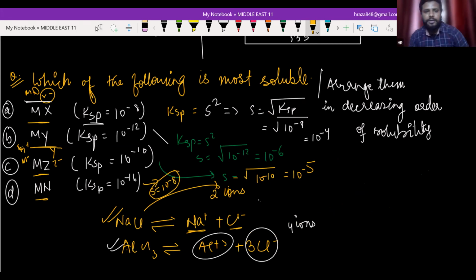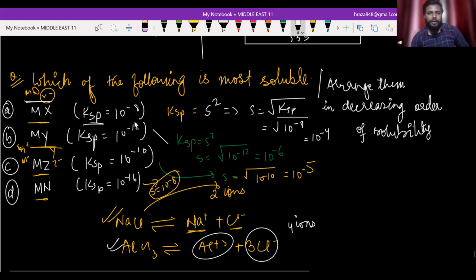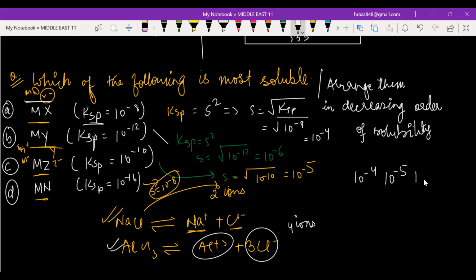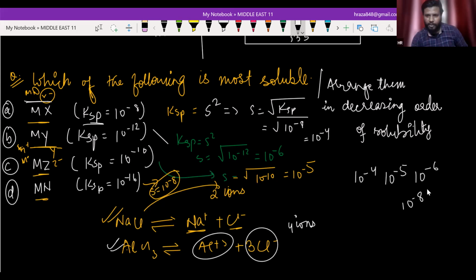Now, which one is more soluble? That means the one which has more value of S, that means solubility, will be most soluble. So can you tell me 10 raised to the power minus 4, 10 raised to the power minus 5, 10 raised to the power minus 6, and 10 raised to the power minus 8. Saif, which one is greater in these four values?